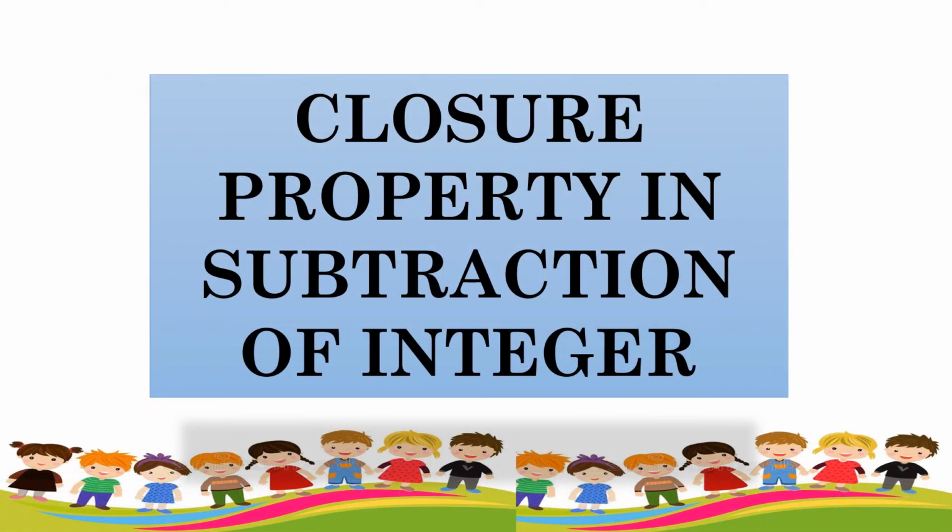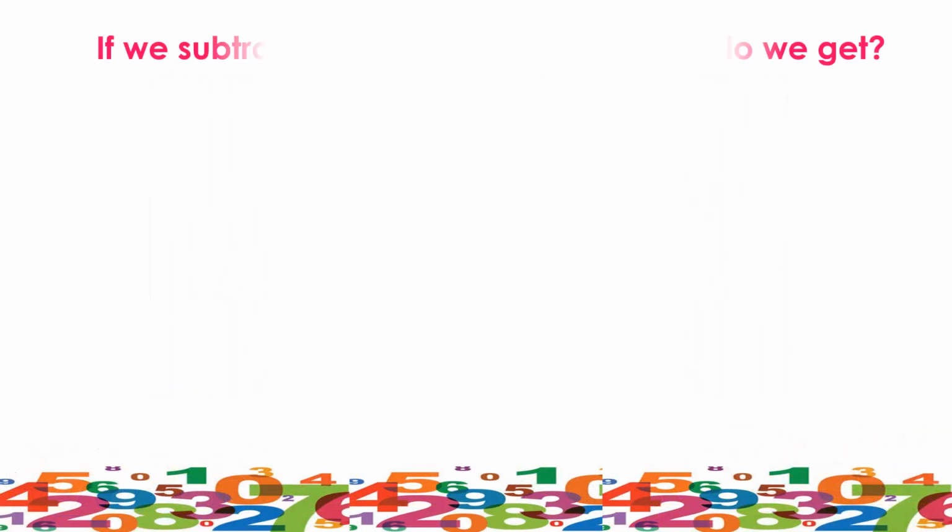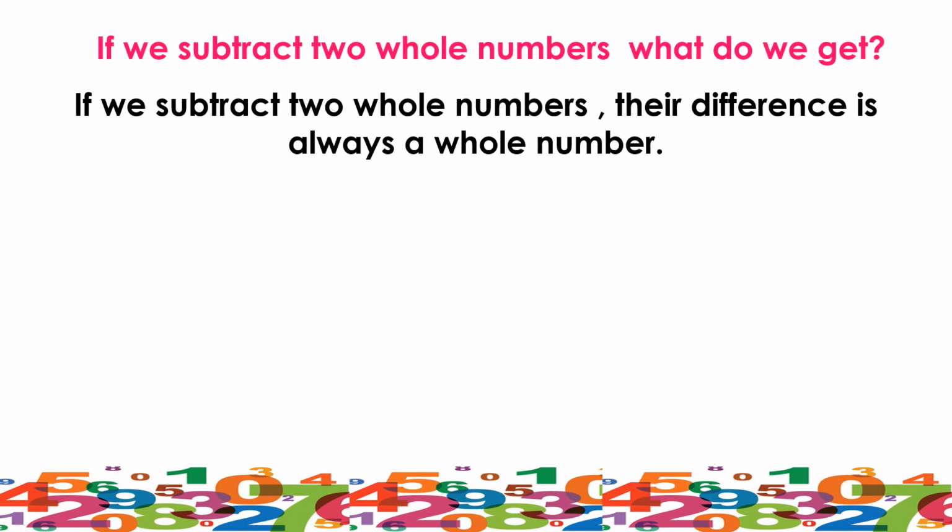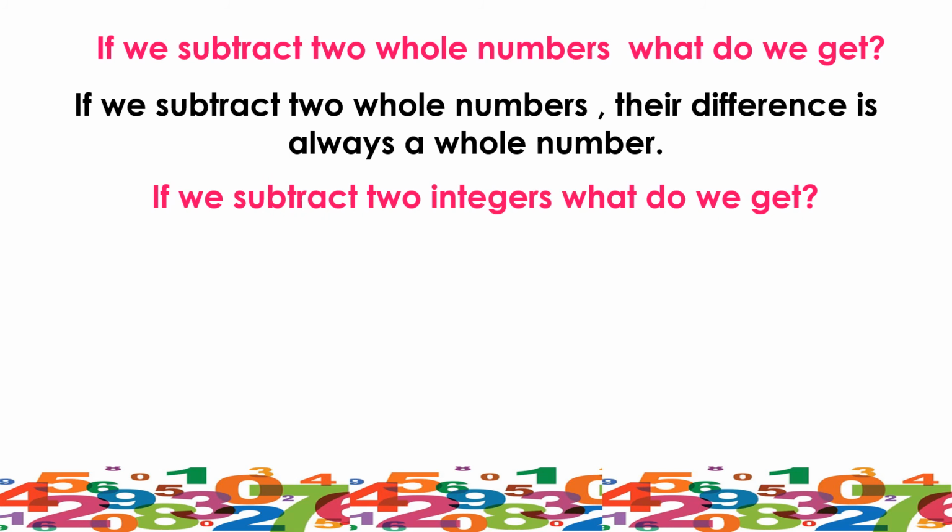Of all these properties about addition of integers, there is only one property that is applicable in subtraction of integers, and it is the closure property. Let's see if this property is true in subtraction of integers. Closure property in subtraction of integers. If we subtract two whole numbers, what do we get? If we subtract two whole numbers, their difference is always a whole number. Let's try it out. If we subtract two integers, what do we get?